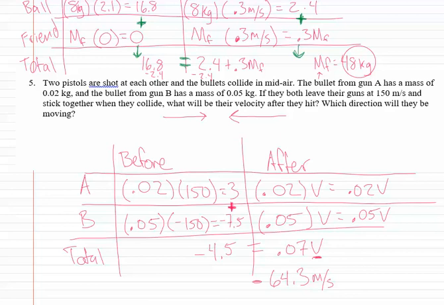So the negative sign is telling me that it's going in the same direction that bullet B was originally going at the beginning. And that is our final answer for that one.